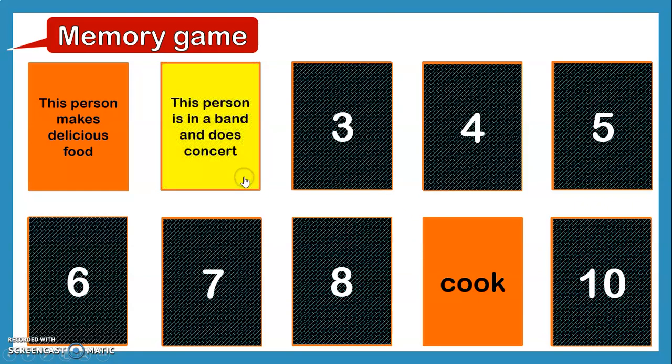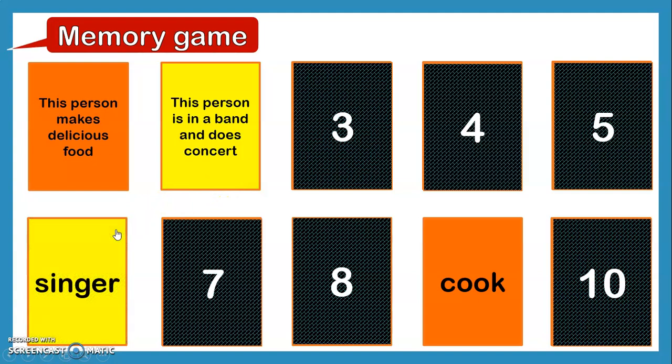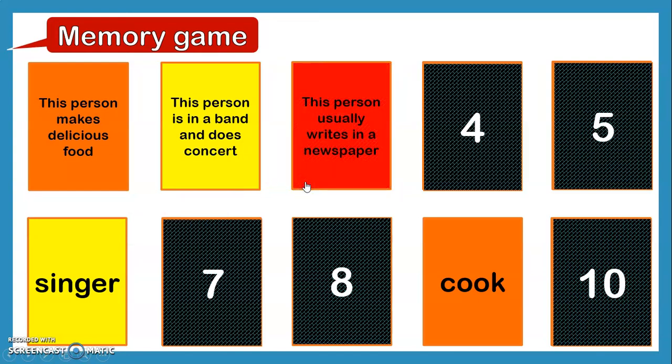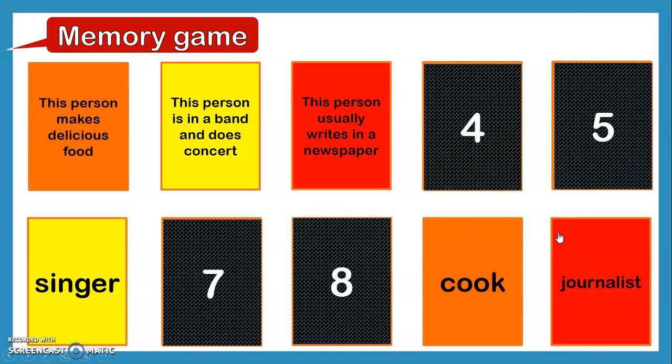Okay, tell me. Two. This person is in a band and does concerts. Who is it? What number? Yes. The singer. Very good. And tell me. Three. Okay. What number? Okay, this person usually writes in a newspaper. Okay, who is it? That's great. The journalist, right? The journalist.